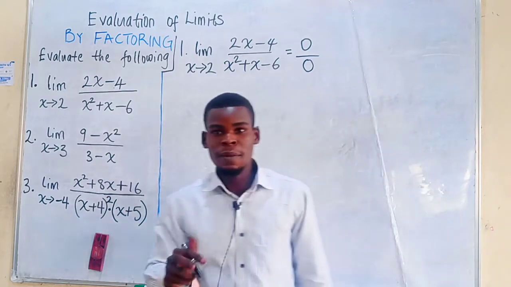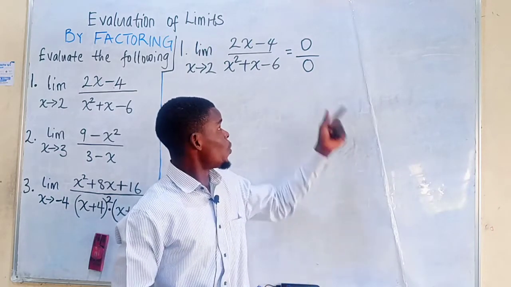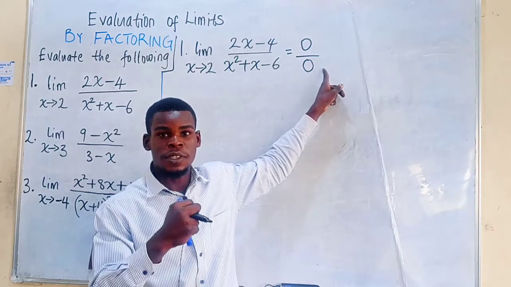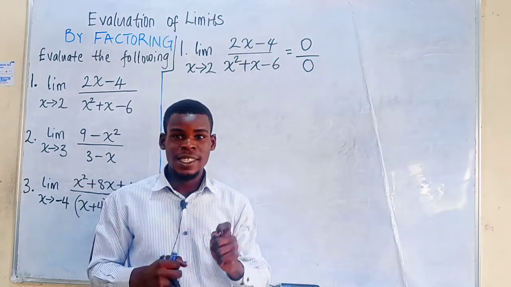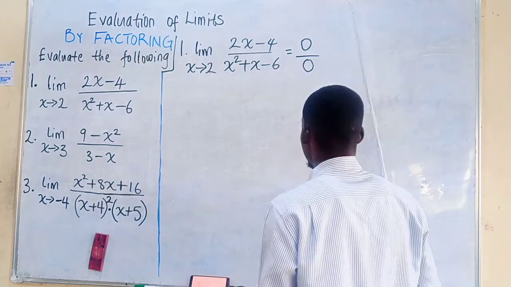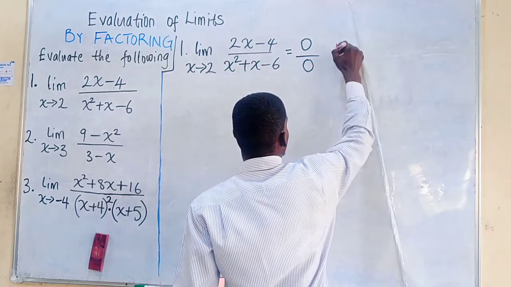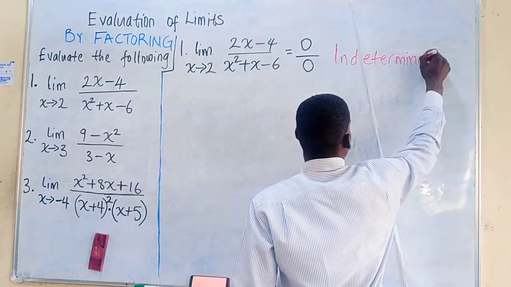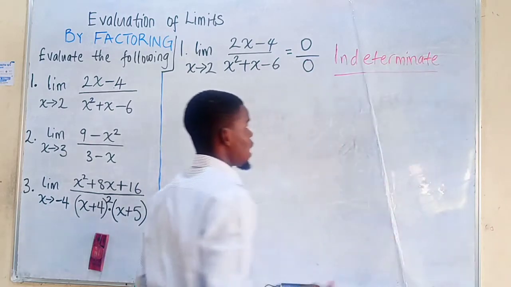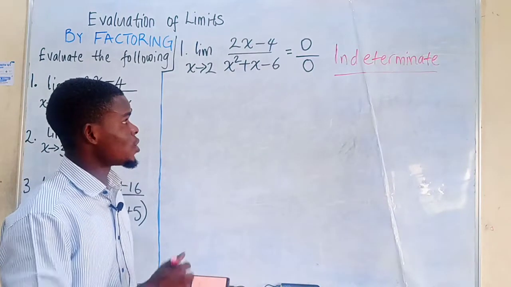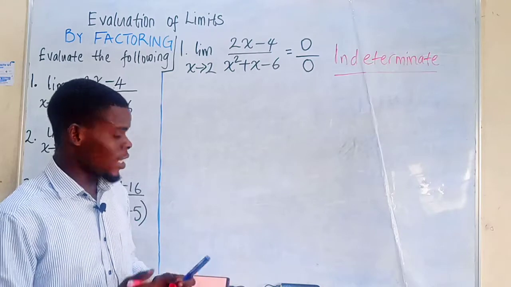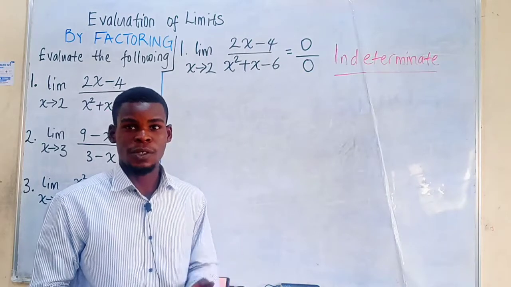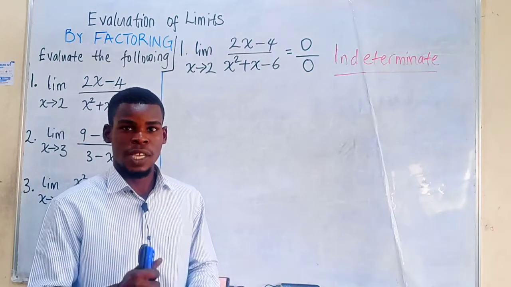Well, in limits, or in calculus in general, whenever we have this kind of fraction, 0 over 0, where the numerator is 0 and the denominator is 0, that is an indeterminate form. There are many indeterminate forms, but this is just one of them, 0 over 0. We do not just end there, right? This is not allowed. So we need to do more work in order to bring out a result.